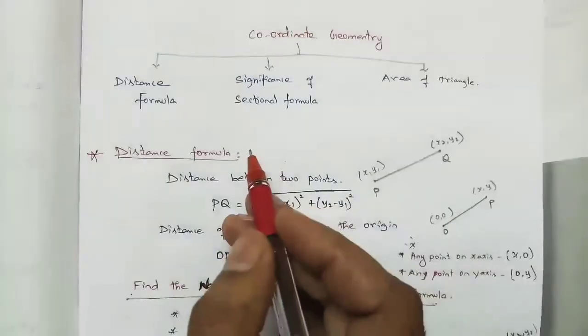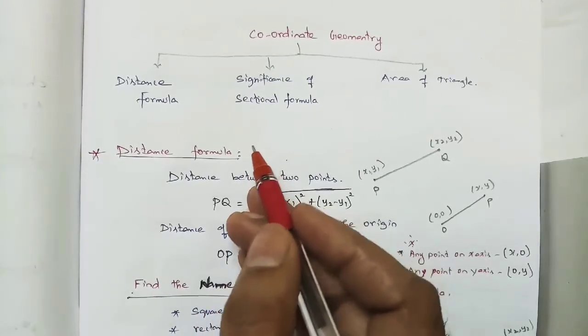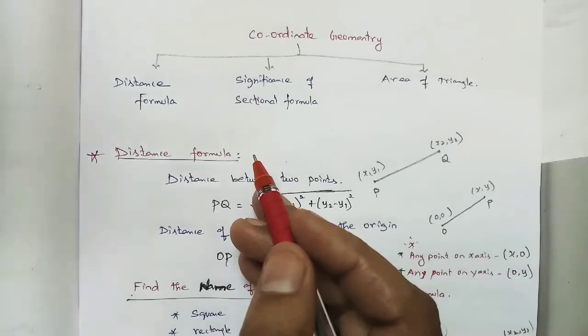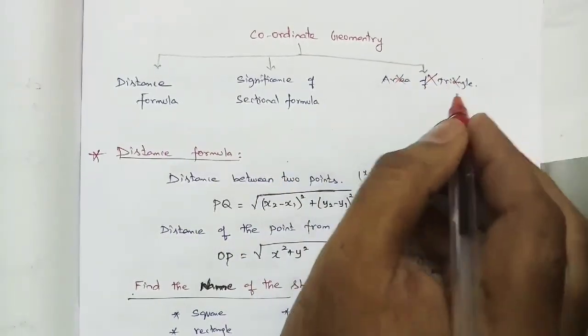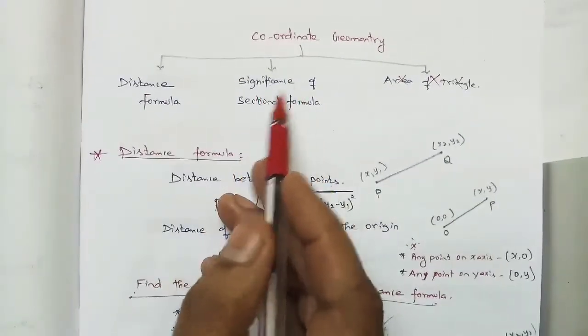Next chapter, coordinate geometry. In this chapter we have only three concepts, and moreover, very easy concepts. The third concept, area of triangle, has been deleted. One is the distance formula. Second is the section formula.